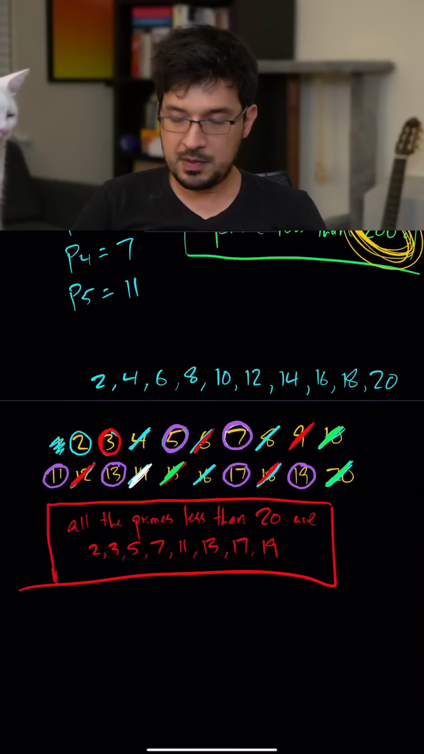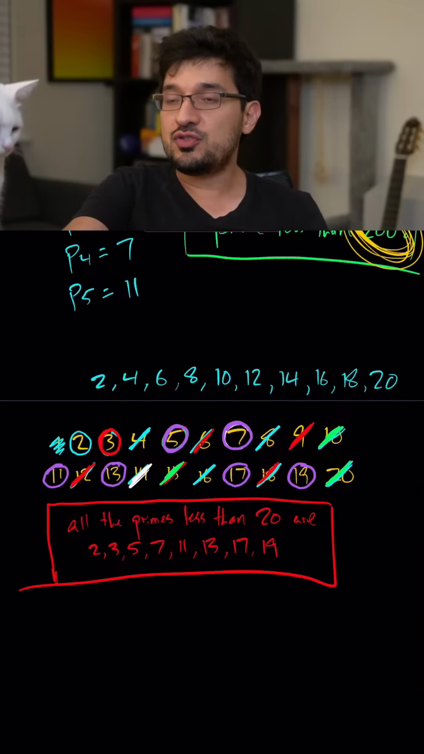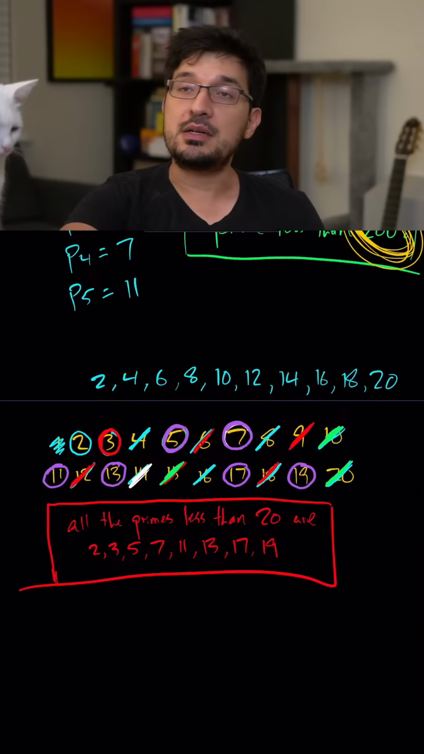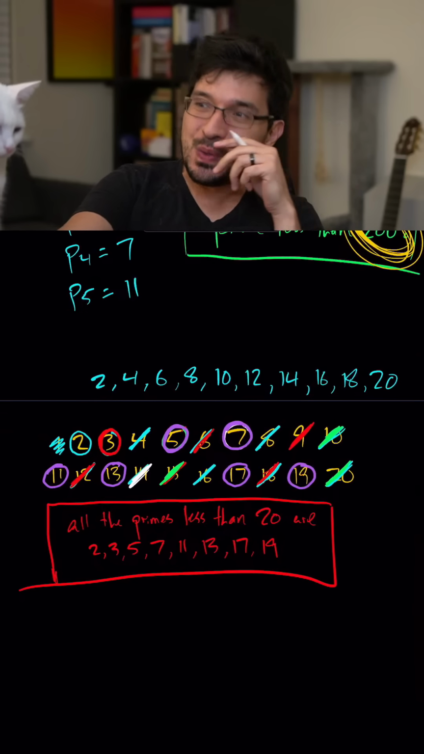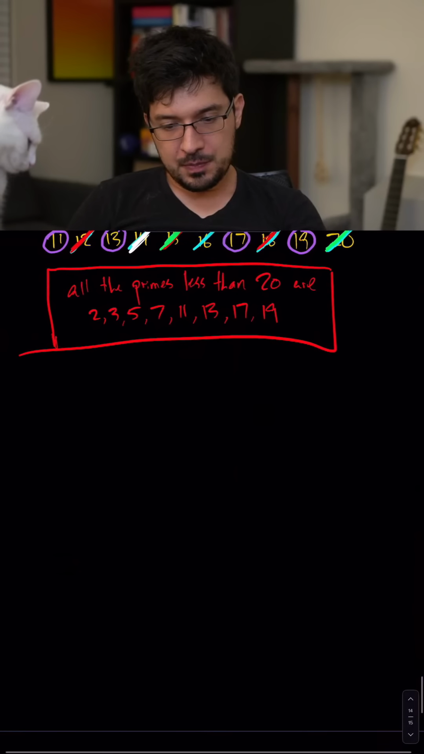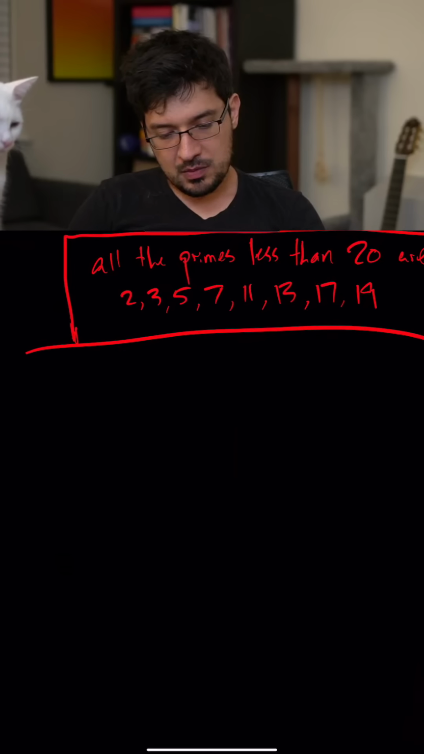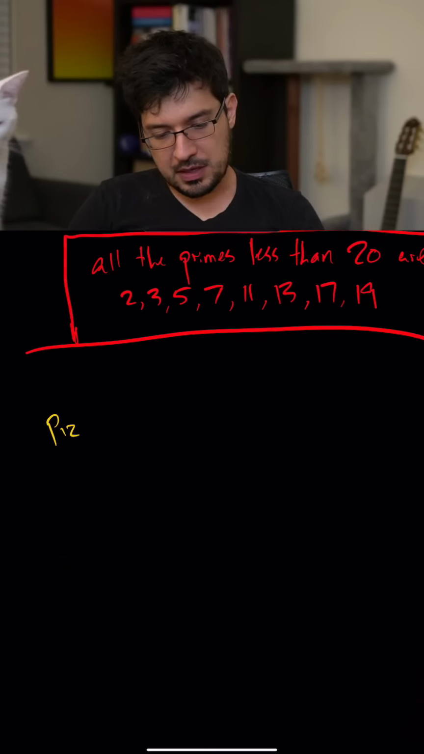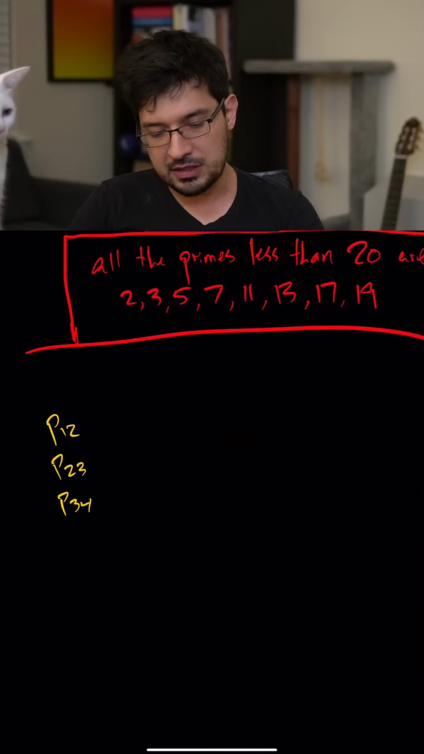Cool. So this is going to be a strategy so that we can generate a list of primes, which is really cool, I think. Now, the other day I was on the plane and I was wondering, what is the 12th prime? What is the 23rd prime? What's the 34th prime?